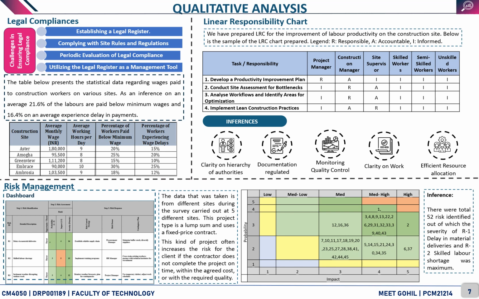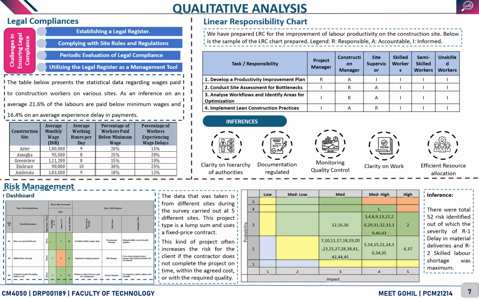the screen on the right hand side. The table below presents a statistical data regarding wages paid to construction workers on various sites around Adani Shantigram. Basically, we have taken data of 5 sites and on an average monthly wages with average working hour, we have calculated the percentage of workers paid below minimum wages and percentage of workers experiencing wages delay.